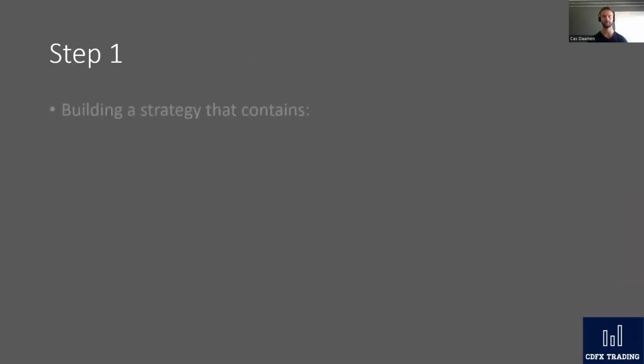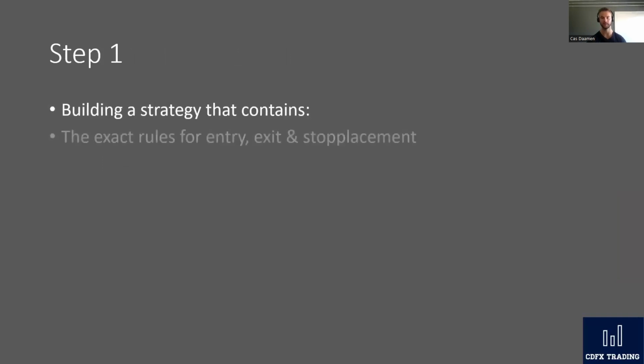Step one, build a strategy that contains the exact rules for entry, exit, and stop placement. And then you're going to backtest that exact strategy. Now, this is going to take a lot of time. So building that strategy is going to be taking a lot of time, and then testing the strategy correctly will also take a lot of time. However, this is step one.